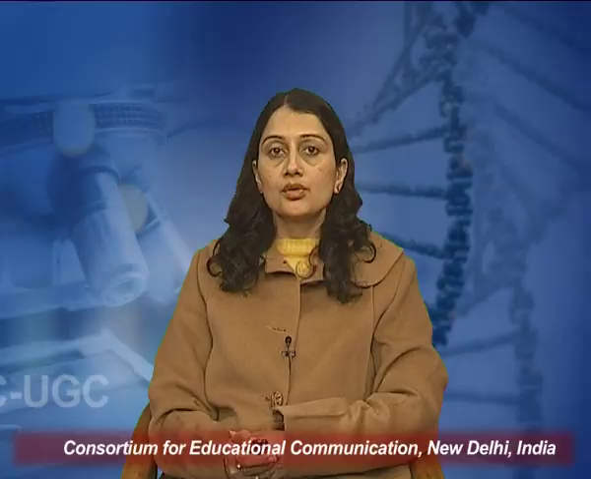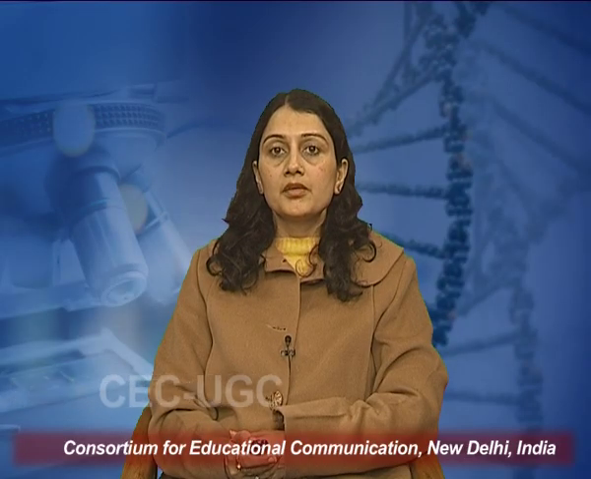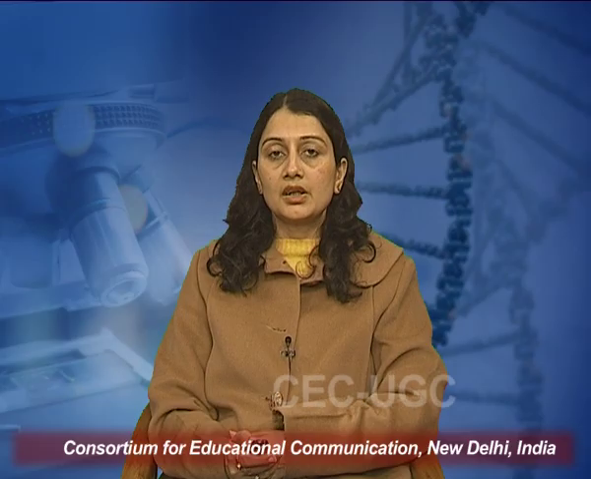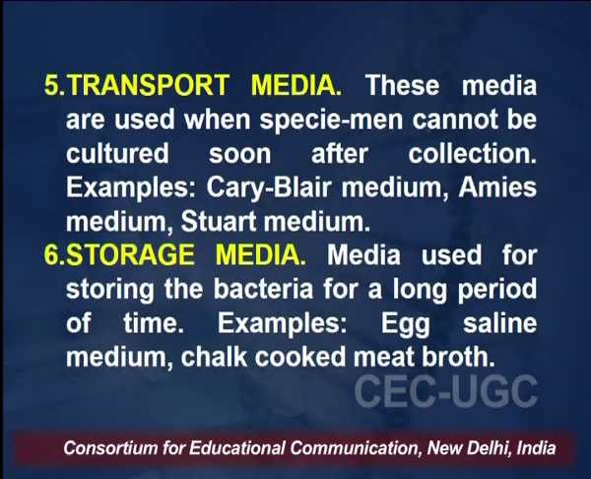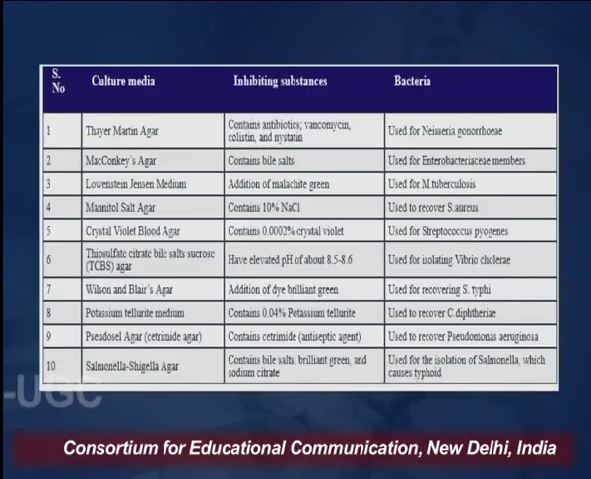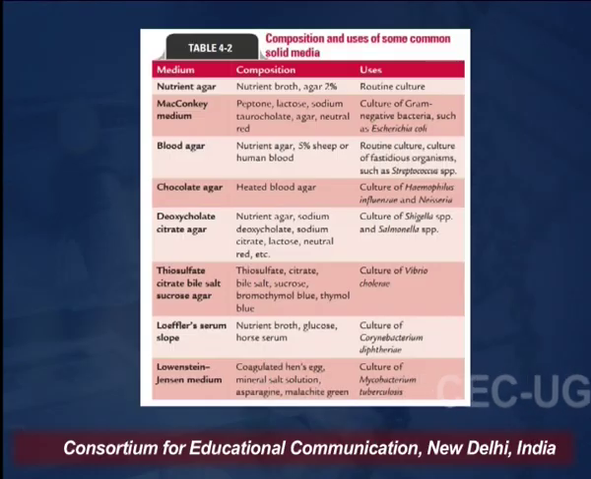Transport media are used when specimens cannot be cultured soon after collection. Examples are Cary-Blair media, Amies medium, Stuart's medium. Storage media are used for storing bacteria for a long period of time. Examples are Dorset egg medium and chalk cooked meat broth. So these are the different types of media and their use.